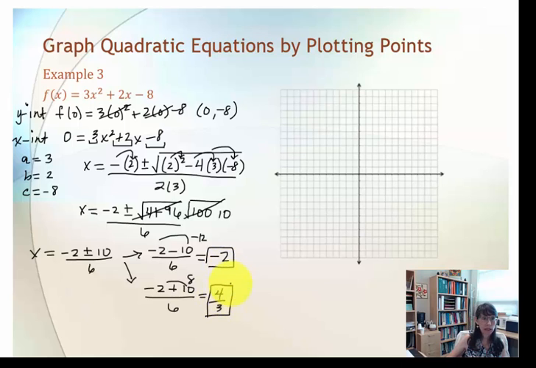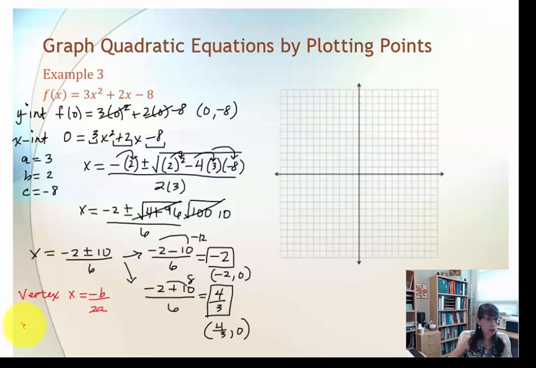So we have two x-intercepts. Negative 2, 0 is one ordered pair. And with 4/3, that's 1 1/3. We'll need to know that when it comes time to plot it, but for right now we could write it as 4/3, 0. We need to find the vertex point now, and we're using x equals minus b over 2a to do that.